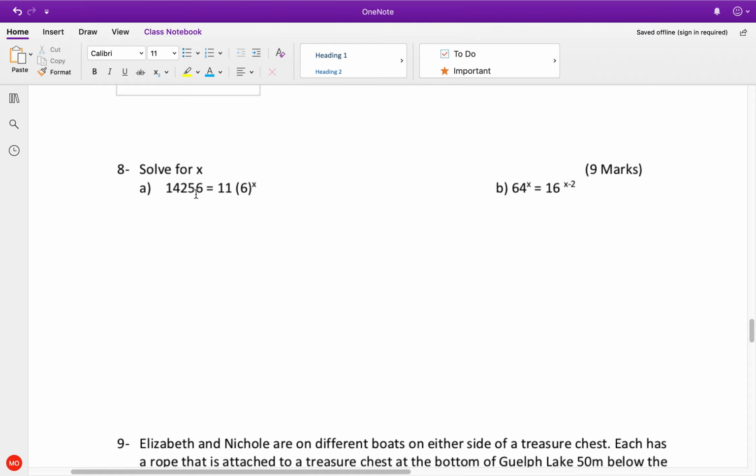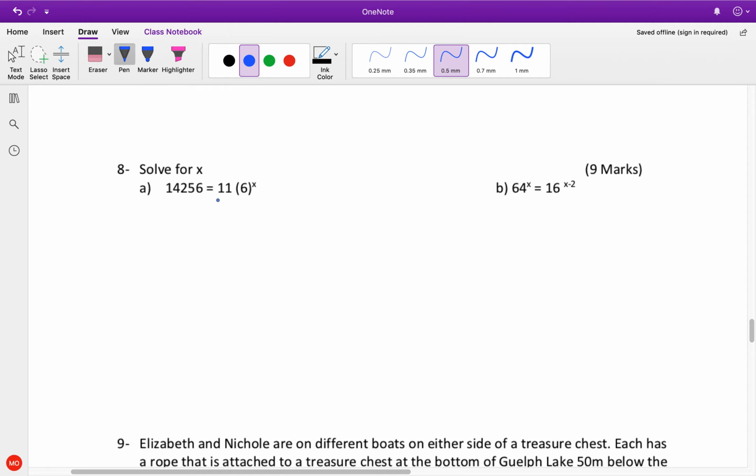Now here, we need to find out what that x is, but we don't have a similar base right now. But we have this 11 just hanging out there, so let's get rid of that. What we do is we divide this by 11, and we divide this by 11. Let's do that calculation first. 14256 divided by 11 is going to equal 1296.